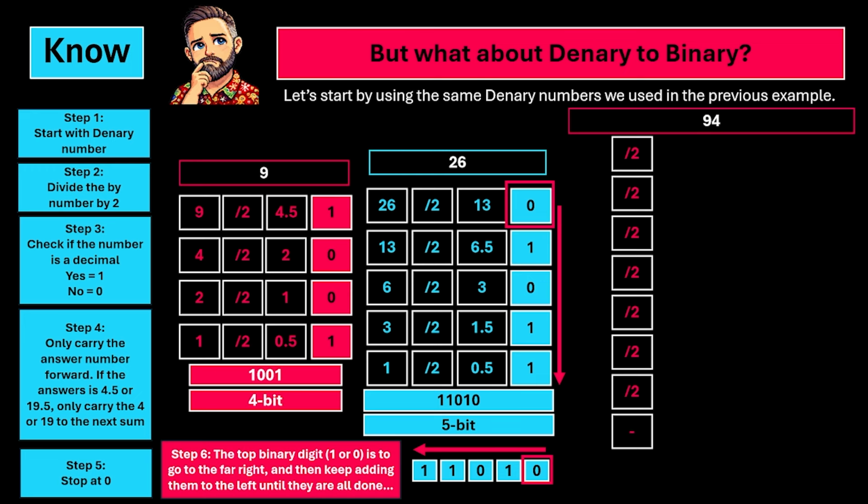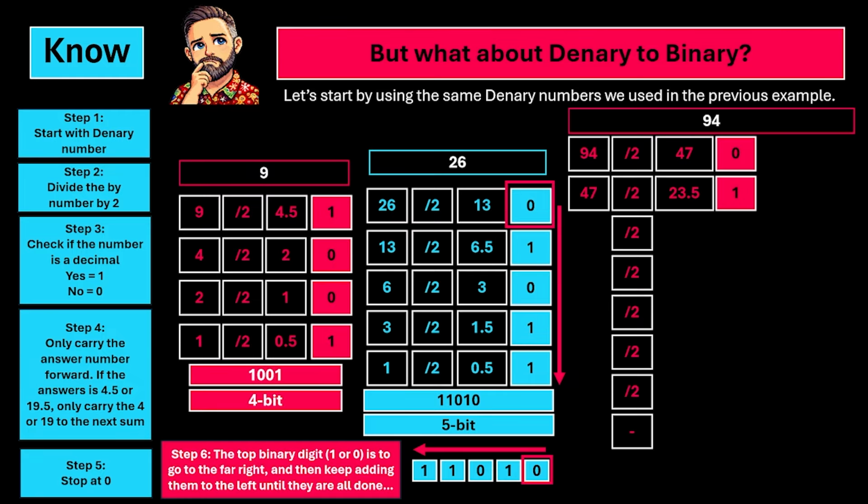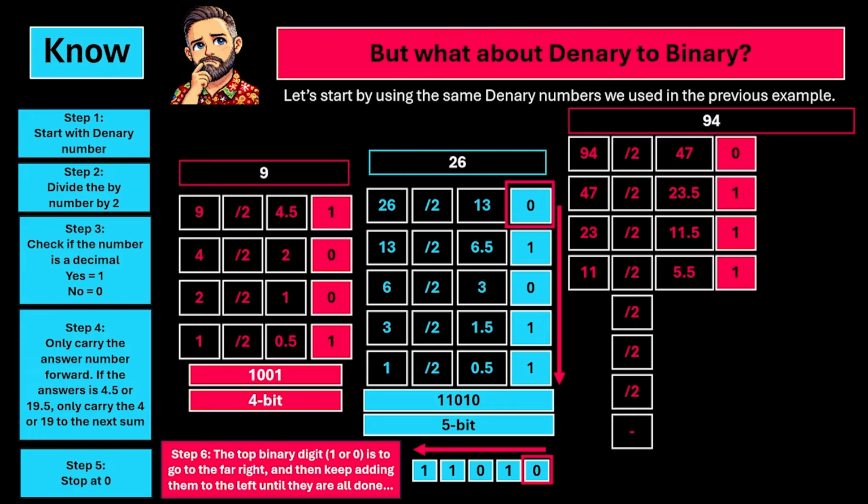So we start with 94 divided by 2, 47. It's a whole number. There's no decimal, so it's a 0. 47 divided by 2 leaves us with 23.5. That decimal leaves us with 1 because there's the decimal. We carry forward the whole number only. And I'm just going to work through these sums. So we've got all of these now, and you can see the maths. And then we get to 0.